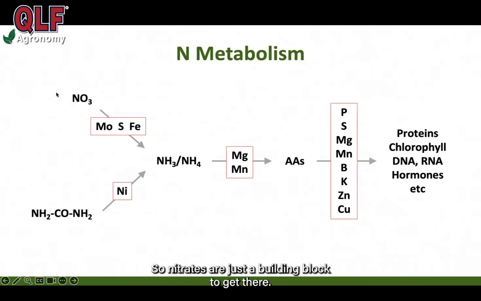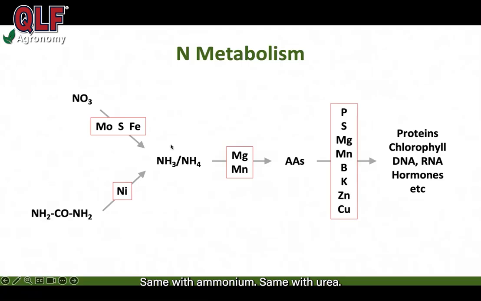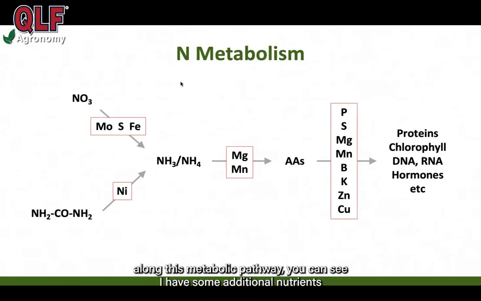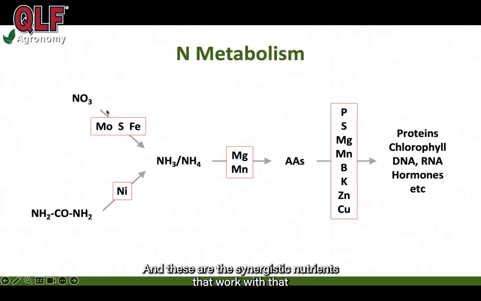So nitrates are just a building block to get there. Same with ammonium, same with urea. They're just ingredients which the plant can then turn into what it really wants. But in order to drive and push nitrogen along this metabolic pathway, you can see I have some additional nutrients here in red boxes. And these are the synergistic nutrients that work with that nitrate, for example, in order to help this conversion.